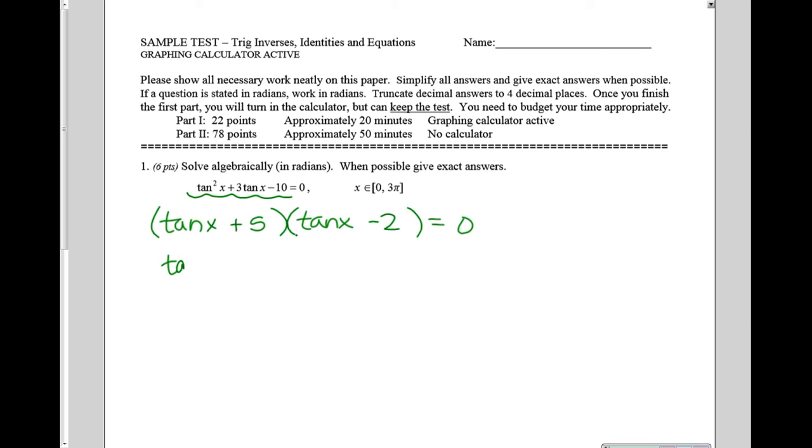So setting each factor equal to 0, I have when does the tangent x equal negative 5, and when does the tangent x equal positive 2? Whoops, I forgot my x. Both of these are values that I don't know. They're not unit circle values for when the tangent is negative 5 or when the tangent is 2. So at this point, I'm going to go ahead and go to my calculator.